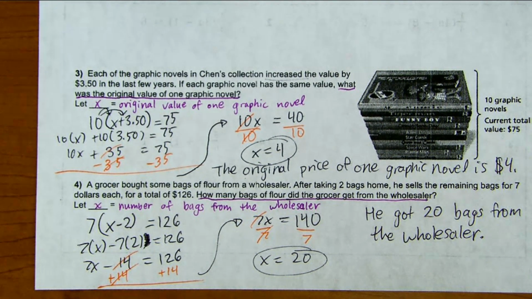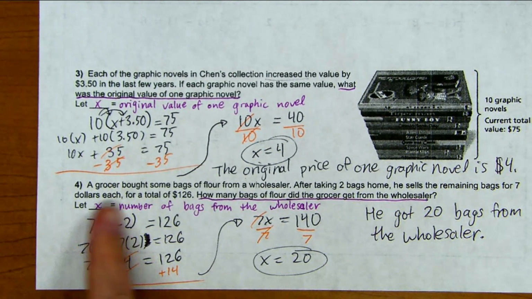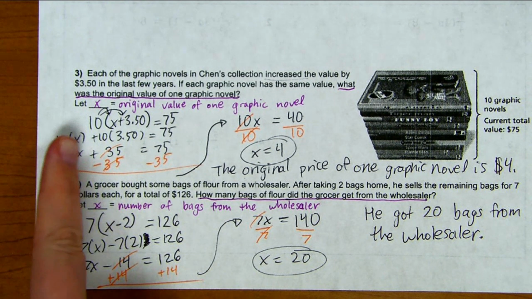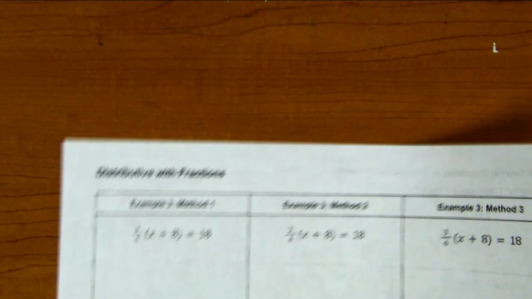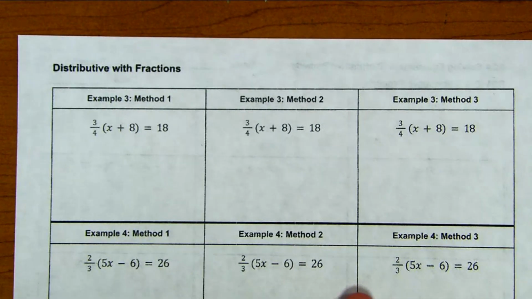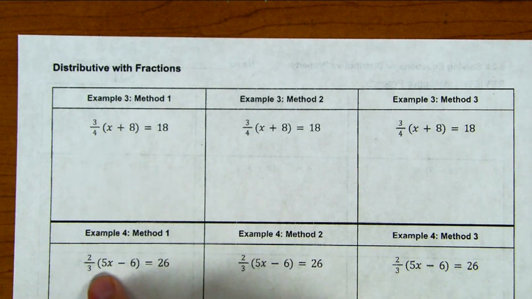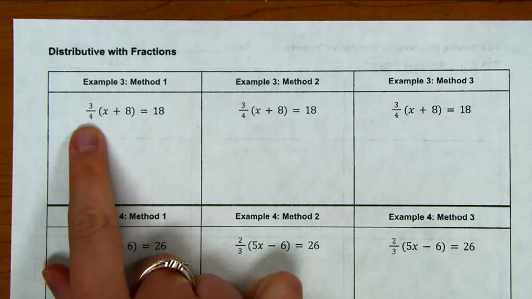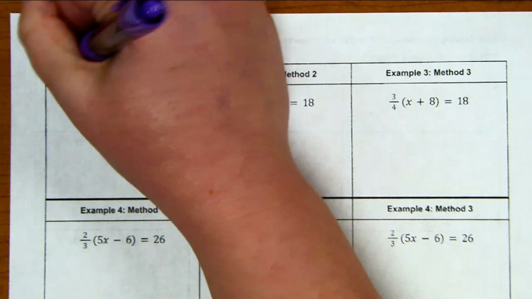On the back, we will be looking at 3 different ways that we can solve equations. The first method is just like what I modeled here, where we will distribute out whatever is in front of the parentheses to each of the terms inside the parentheses. What makes this slightly trickier is that these have fractions in front of the parentheses. So we have a 3/4 for this problem, and down here we have a 2/3. So our first method is just distributing.